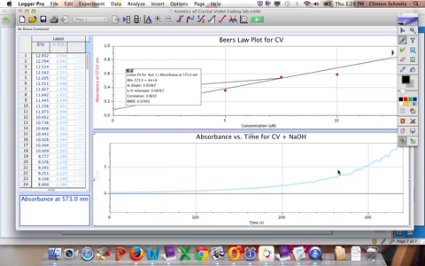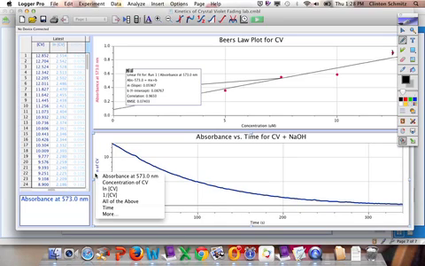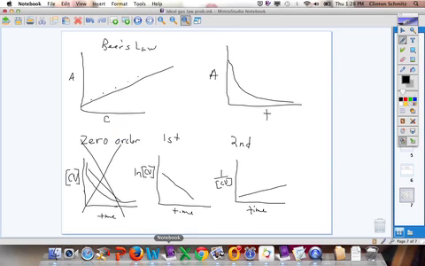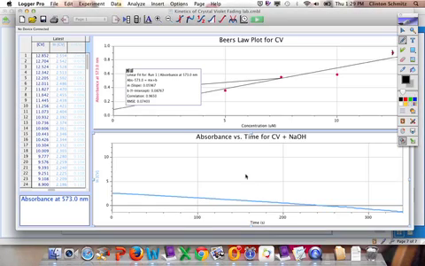Now we just have to decide which one's the most linear. That one, this one, or this one. You can see that the natural log of crystal violet is the most linear. Therefore, if we go back and look, our reaction is first order in terms of crystal violet because it produced the most linear graph. So that's how you'll figure that out.